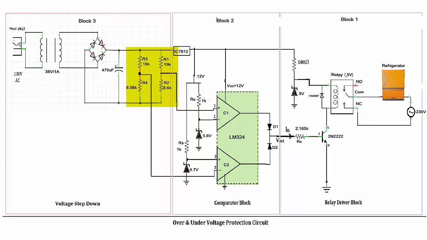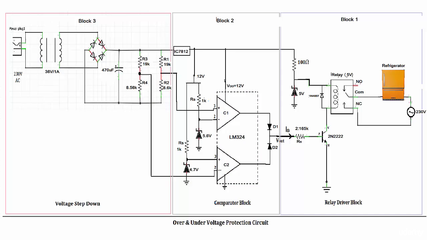Now if the supply goes high and the voltage at the output of the filter increases, then the output of the voltage divider will also increase. If the increased voltage goes beyond the 5.6 volt reference, then comparator first will give a high output of 12 volt and again the relay gets activated and the refrigerator switches off.